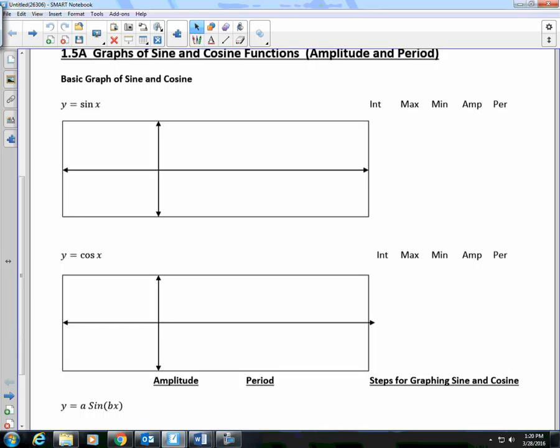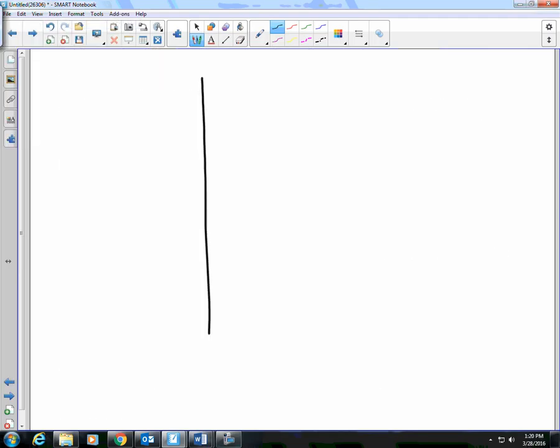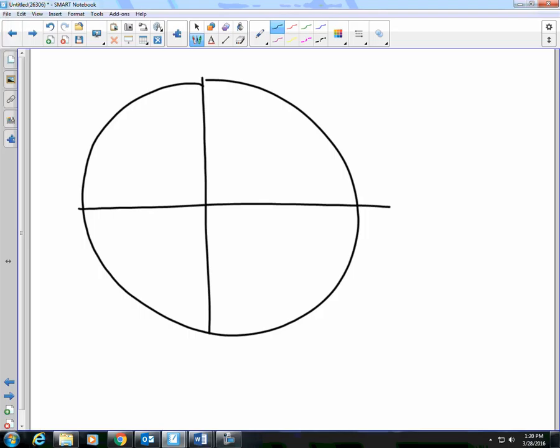Ready for this? The big, big, big idea. Okay? Don't write this down, but we're going to try to help you understand exactly what it's doing. That look familiar? What's this coordinate?